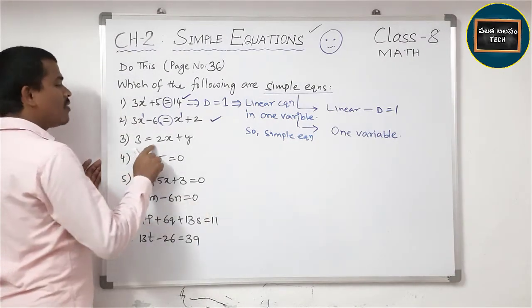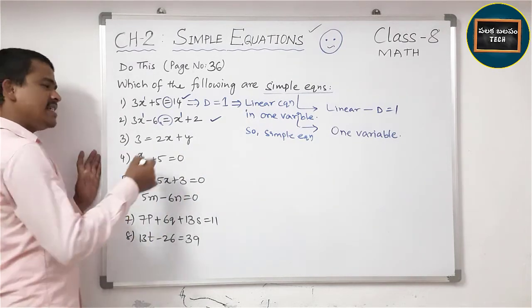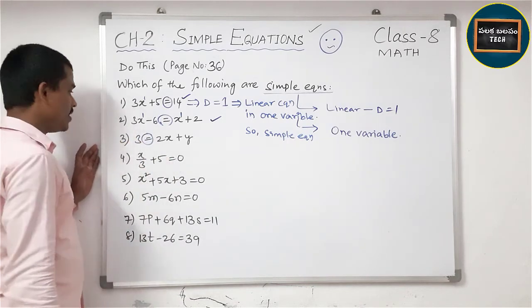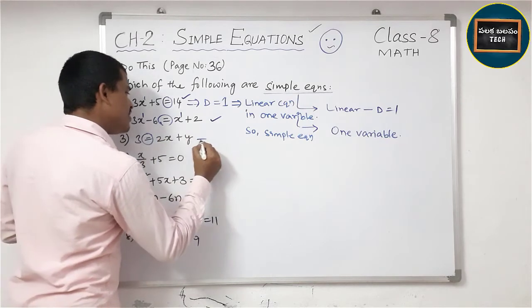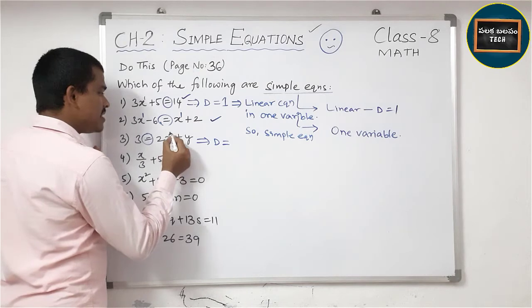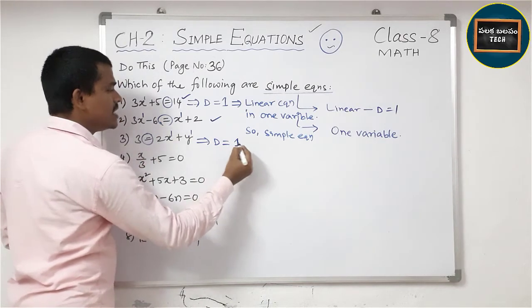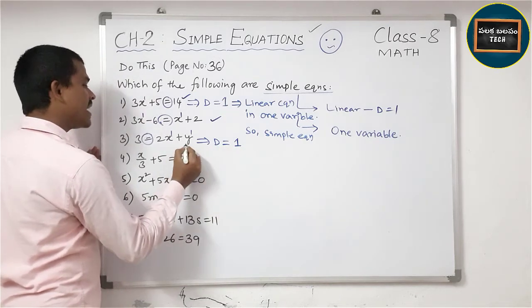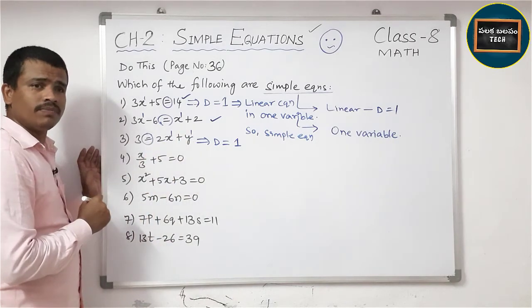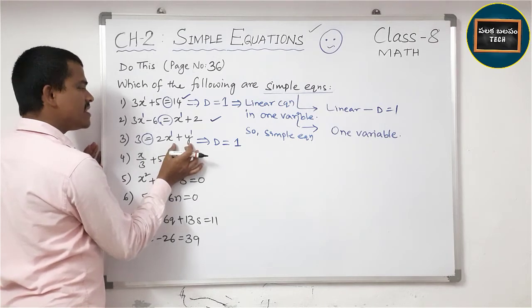3 equal to 2x plus y. First, is it an equation? Yes, it is an equation. Next, what is the degree of this equation? Degree is the highest power of the variable. Variable x has power 1, y has power 1. So the highest power is 1 only. So the degree is 1, hence we can call this third equation a linear equation only, isn't it? So degree is 1, hence 3 equal to 2x plus y is called a linear equation.